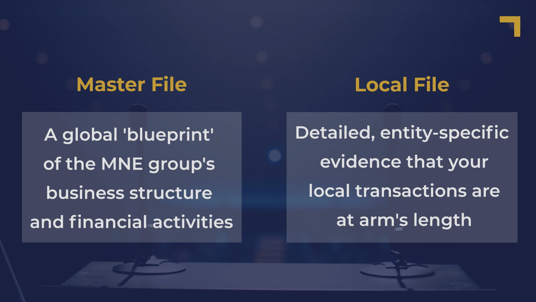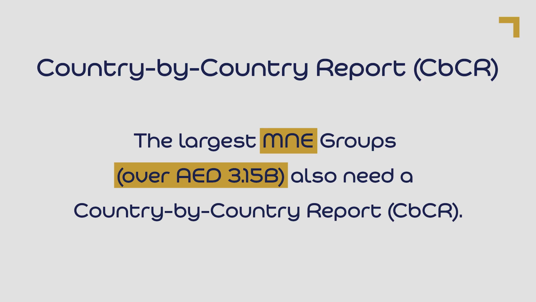The master file provides a global blueprint of your group's business, its organizational structure, key profit drivers, and supply chain. It also includes information on group intangibles, financing arrangements, and consolidated financial statements. The local file zooms in on your UAE entity. It includes details about your management structure, intercompany transactions, functional and economic analyses, and financial reconciliations, all showing that your pricing is fair and compliant. For large multinational groups with consolidated revenue exceeding AED 3.15 billion, a country-by-country report is also required.